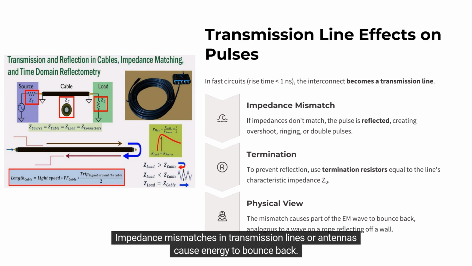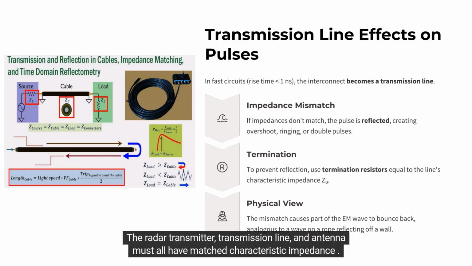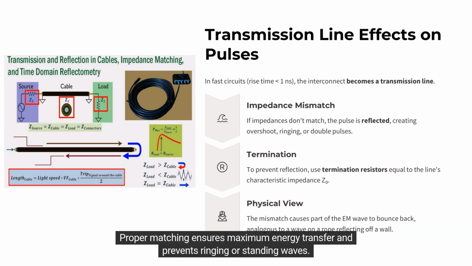Impedance mismatches in transmission lines or antennas cause energy to bounce back. The radar transmitter, transmission line, and antenna must all have matched characteristic impedance. Proper matching ensures maximum energy transfer and prevents ringing or standing waves.